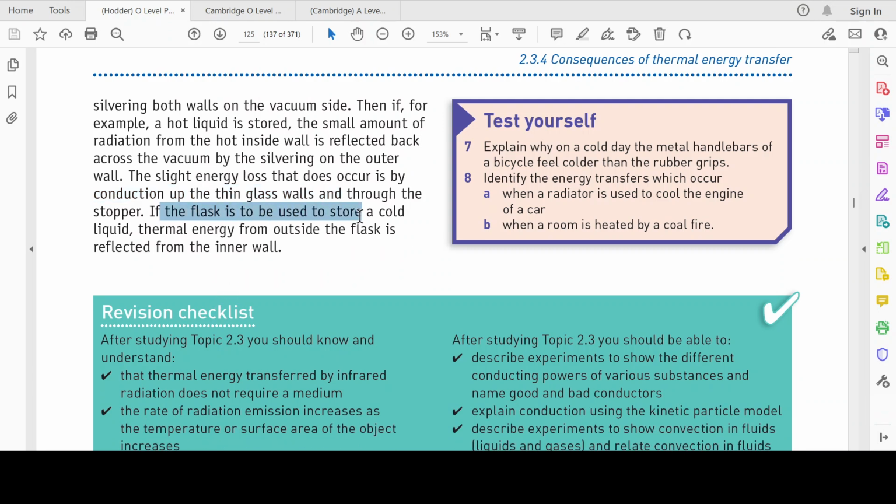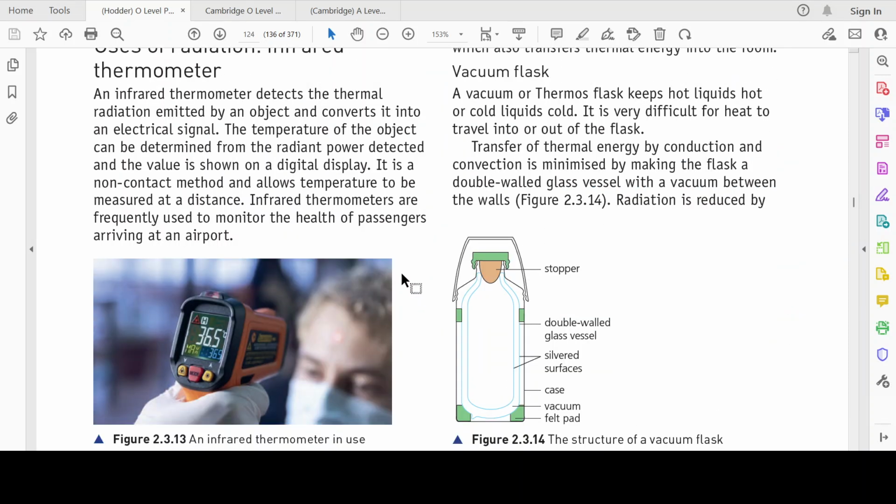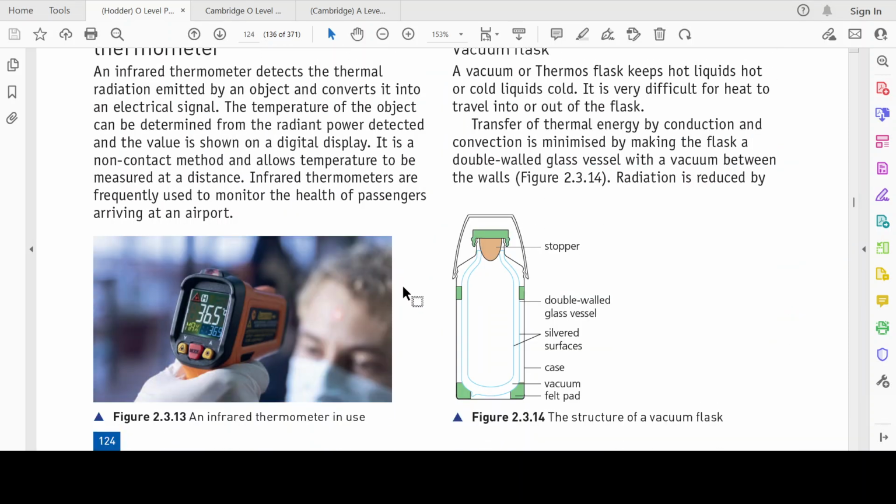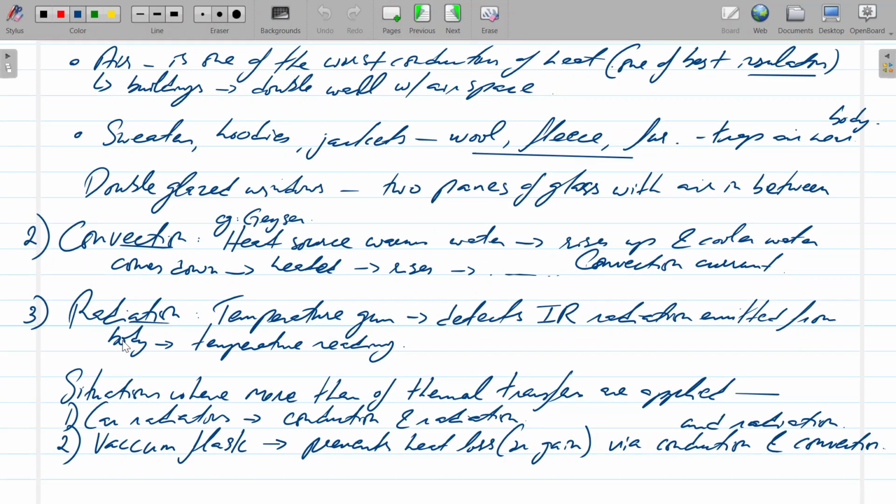If the flask is used to store a cold liquid, thermal energy from outside is reflected from the outer wall. So it's not allowing heat to come in. So it works both ways, and it keeps things hotter or cooler for longer. Does that clear up the applications?